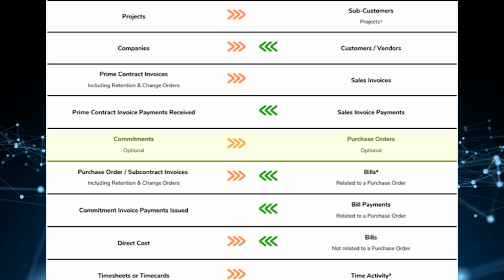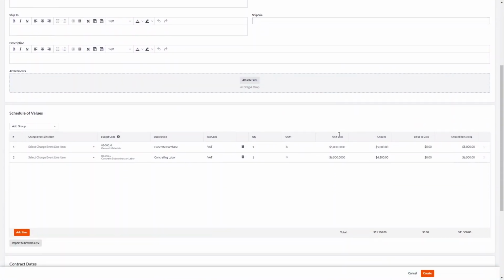We'll go over the optional purchase order method first. We'll create a new purchase order in Procore.